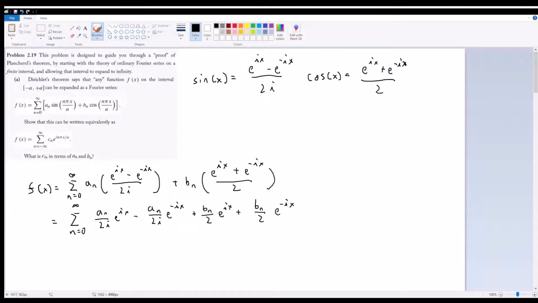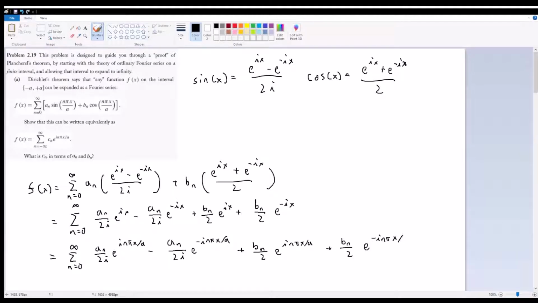And if we want to write this in terms of the sine and cosine arguments, which is n pi x over a, then this is going to give us a summation from n equals 0 to infinity of an over 2i times e to the i n pi x over a minus an over 2i times e to the negative i n pi x over a plus bn over 2 times e to the i n pi x over a plus bn over 2 times e to the negative i n pi x over a.